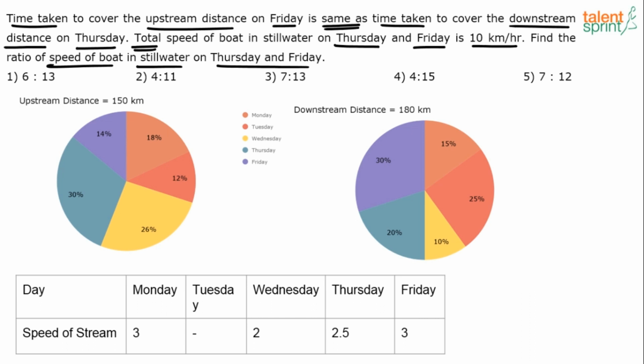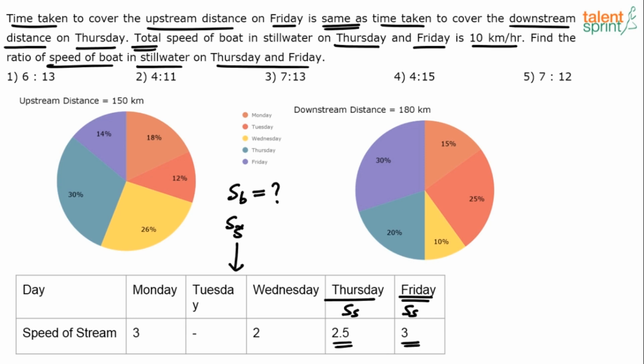See, you must have understood that the concept involves speed of the boat and speed of the stream. Speed of the stream on Thursday is 2.5 kilometers per hour. Speed of the stream on Thursday and on Friday is 2.5 and 3 respectively. What is the speed of the boat is the question here on Thursday and Friday respectively. I mean, this is known to us. This can be obtained from the table, but what is the speed of the boat?